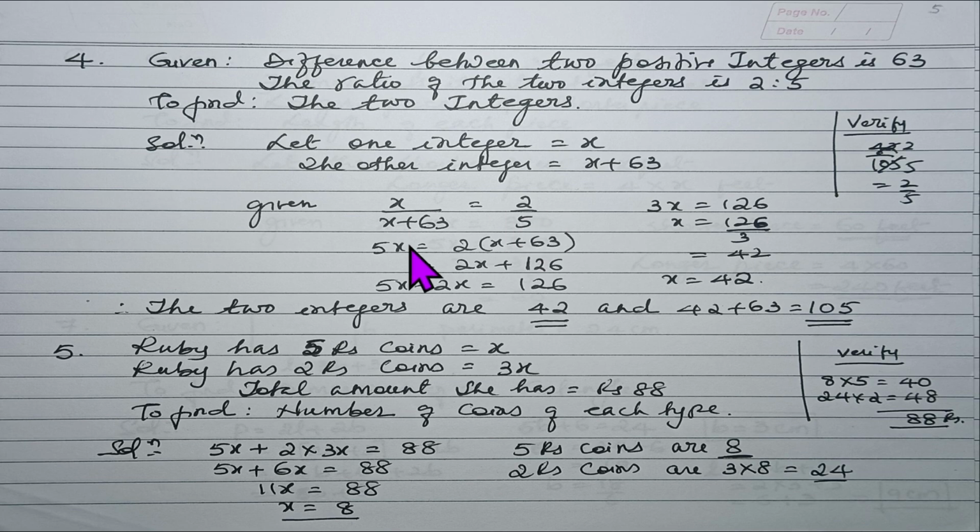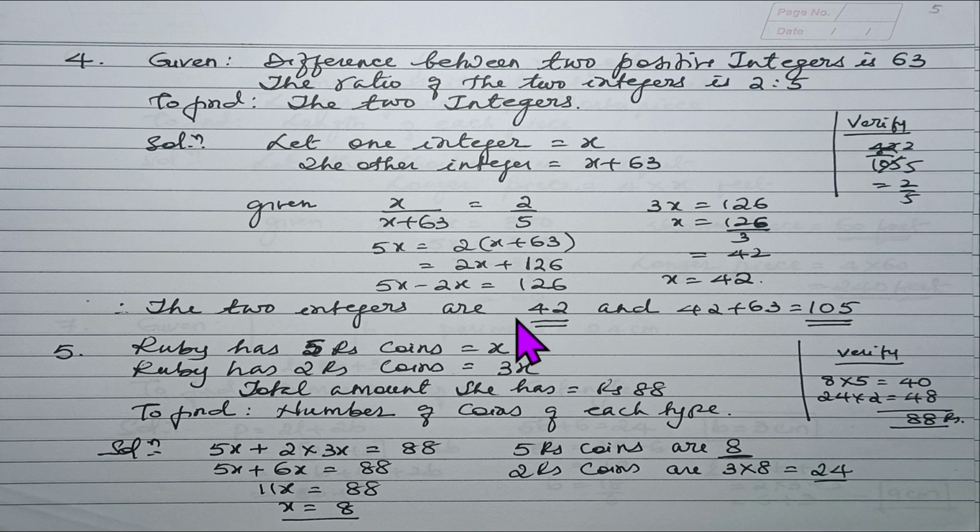Now simplifying this, cross multiplying, we get x into 5 is 5x, 2 into the bracket x plus 63 becomes 2x plus 126, 5x minus 2x is 126, or x is equal to 42. So one integer I have got as 42, but naturally the other integer will be 42 plus 63, that is 105, and we can verify it. 42 divided by 105 is 2 by 5, and that is the ratio of the two integers, and the answer is correct.